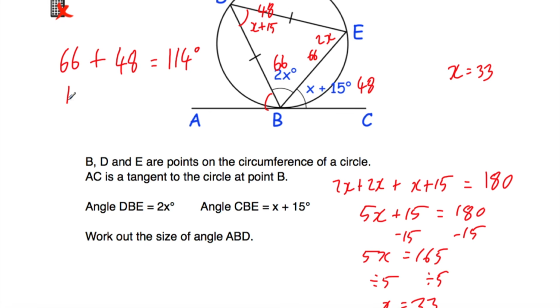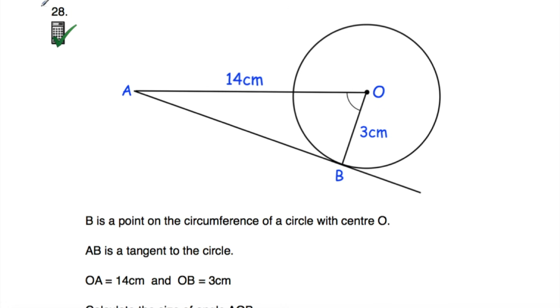So 114 degrees. And then if we do 180, take away 114, that's equal to 66 degrees. So that means the angle ABD is 66 degrees. And that's it. Okay, let's have a look at our next question, question number 28.